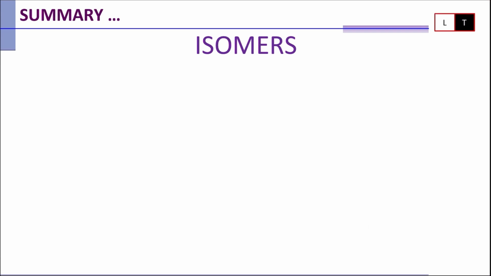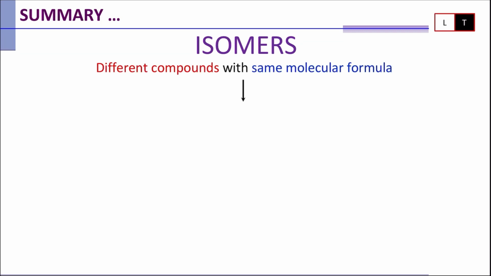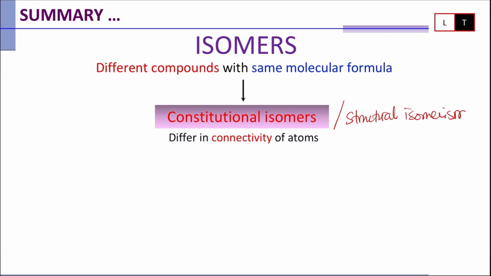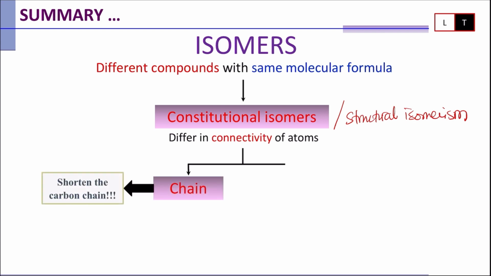So, as a summary, ingat isomer ni adalah compounds with different structural formula tapi same molecular formula. Kita ada structural isomer yang kita belajar, nama lain dia adalah constitutional isomerism di mana dia berbeza dari segi connectivity of atoms. Dan kita belajar ada 3 jenis constitutional isomerism. Nama lain dia structural isomerism. So, kita ada 3 jenis iaitu yang pertama adalah chain isomerism di mana you have to shorten the carbon chain one by one. And then, untuk yang kedua kita ada positional isomerism.